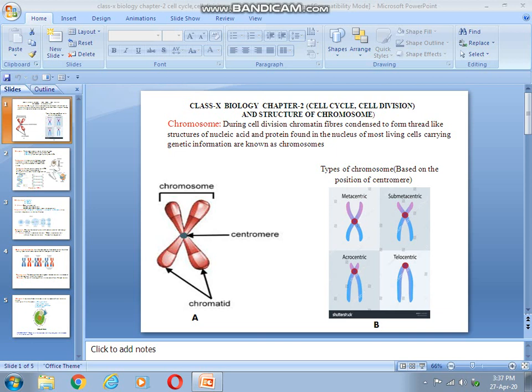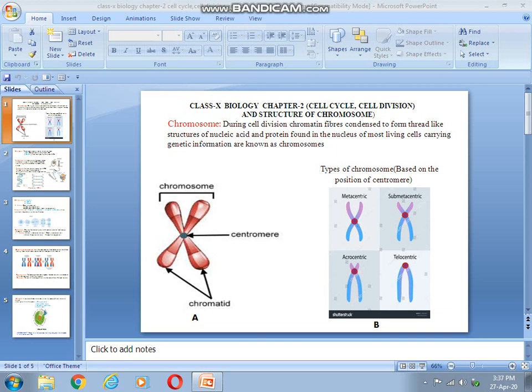Now I am giving the definition of chromosome. All these things will have to be in the definition. It is given here. Just during cell division, chromatin fibers condensed to form thread-like structures of nucleic acid and protein found in the nucleus of most living cells carrying genetic information are known as chromosomes. So this is the definition of chromosome.